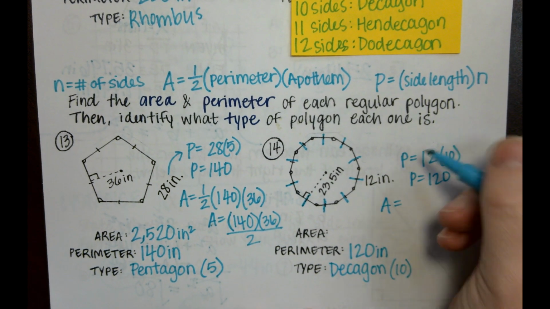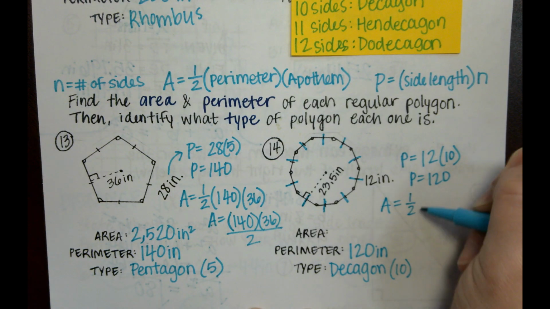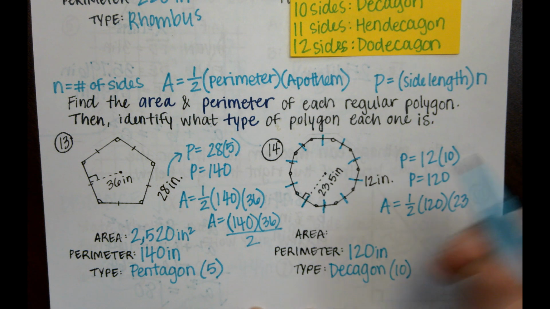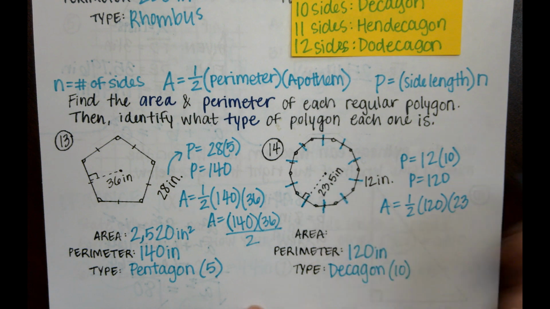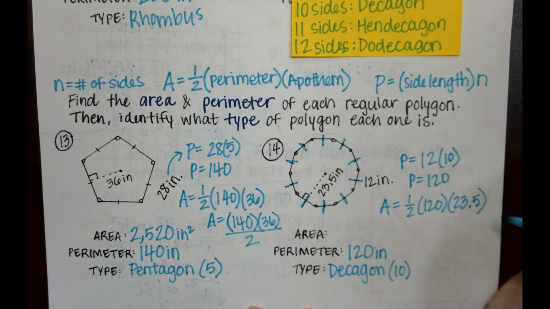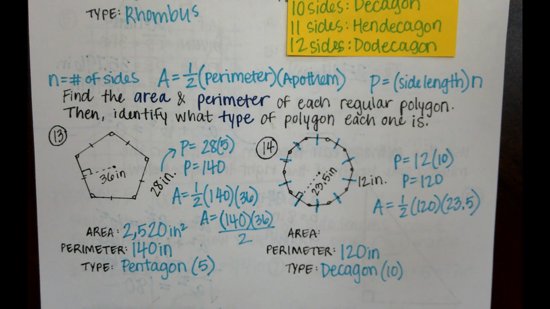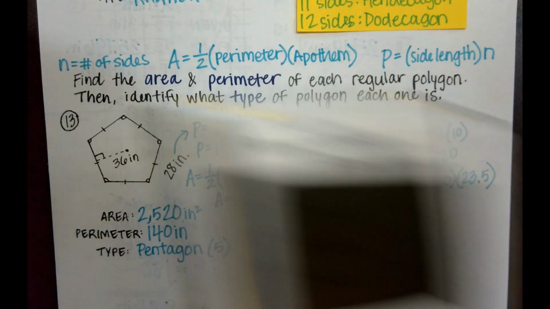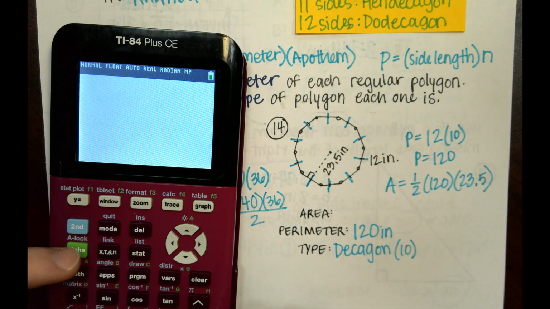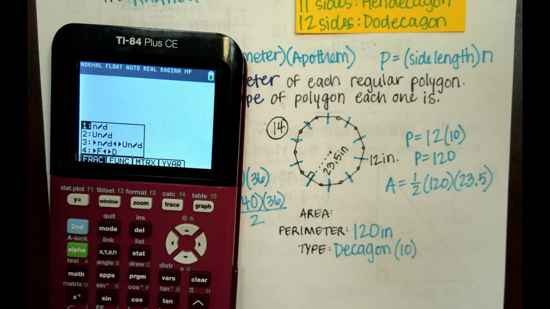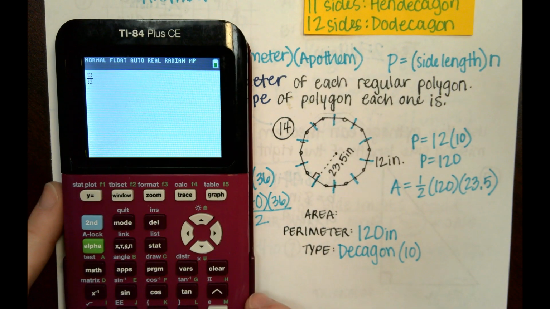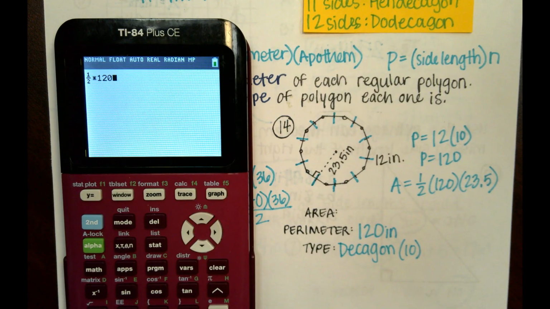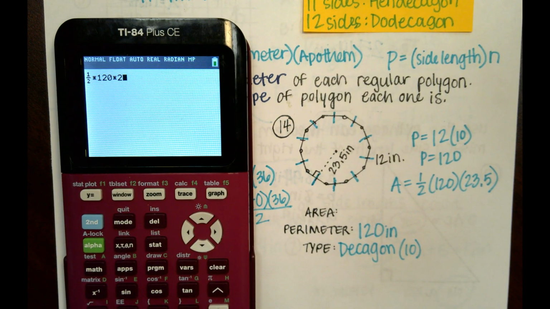I did 1/2 times 120 times 23.5. Perfect. So 1/2 times perimeter times apothem. So let's type that in. Alpha y equals, there's our fraction, enter. 1/2 times 120 times 23.5.